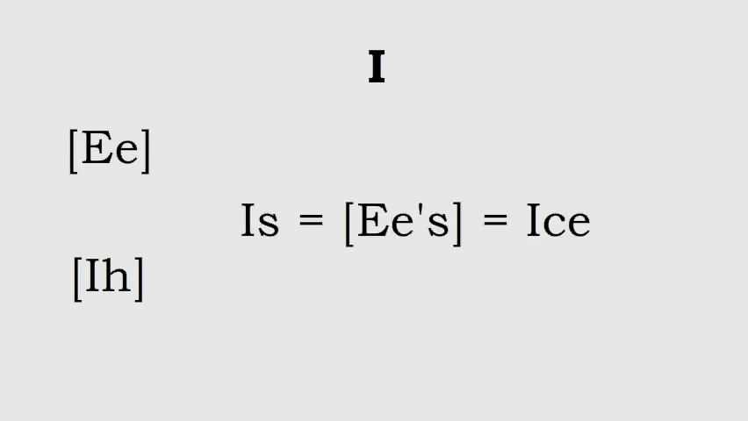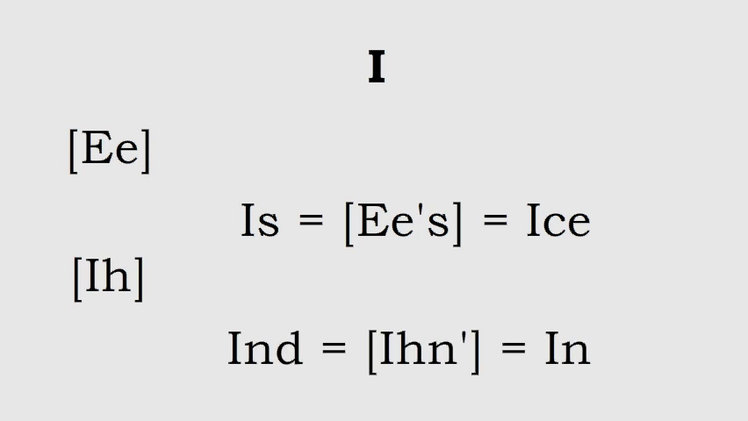Third vowel, I. This is typically pronounced like the I sound covered in the last lesson, but sometimes it takes the E sound instead. Here are two examples. Is, which means ice, and in, which means in.